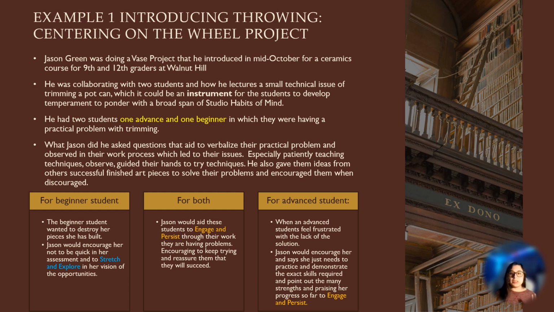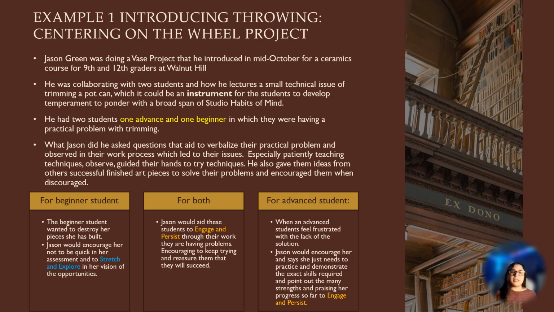He had two students, one advanced and one beginner, who were having practical problems with trimming. What Jason did was ask questions that helped them verbalize their practical problems and observe their work process, which led to their issues. He patiently taught techniques and, by observing, guided their hands to try techniques. He also gave them ideas from other successful finished art pieces to solve their problem and encouraged them when discouraged.